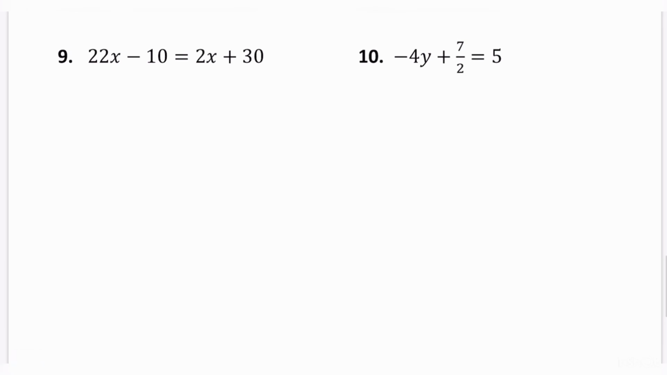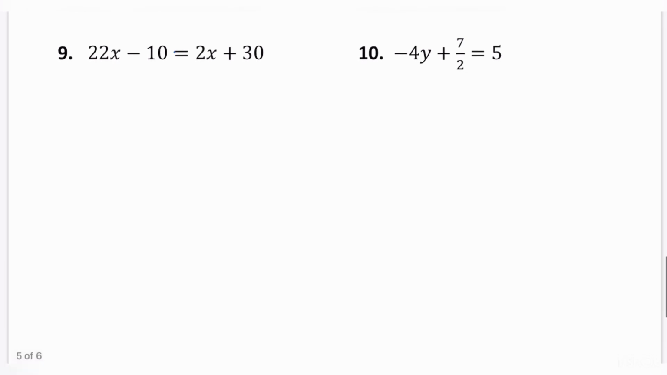In question number 9, here's my equal sign. To the left of the equal sign, I do not have like terms. To the right of the equal sign, I don't have like terms. So I just have to solve.